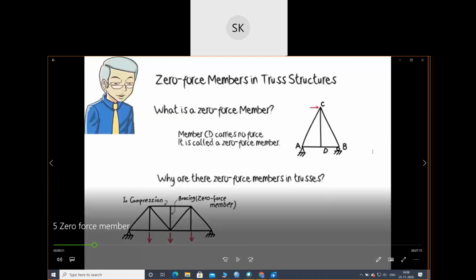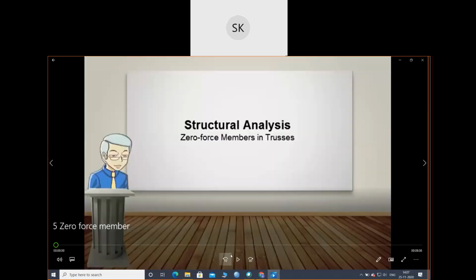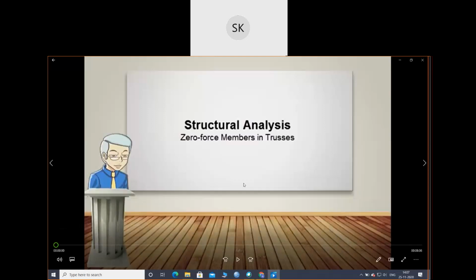Okay, so let's start. So we'll see the zero force member in the trusses, okay? Which member, how can you find which member will have zero forces?